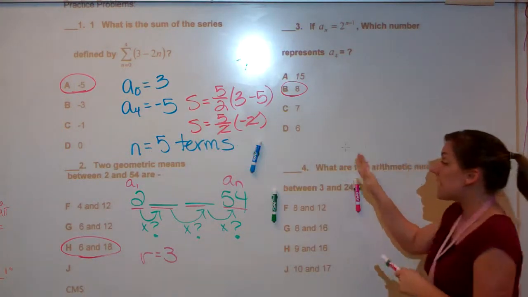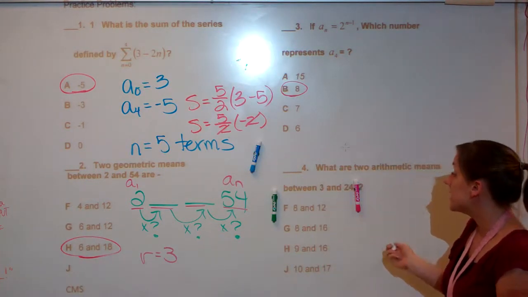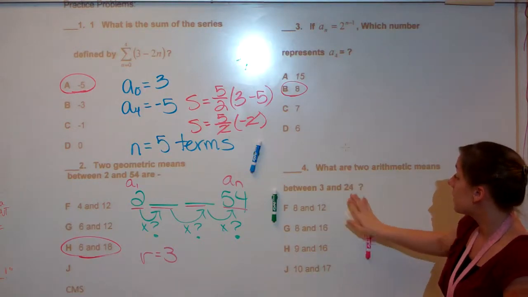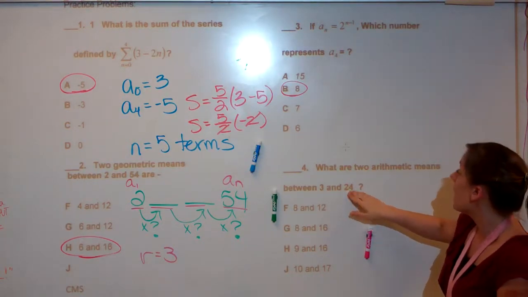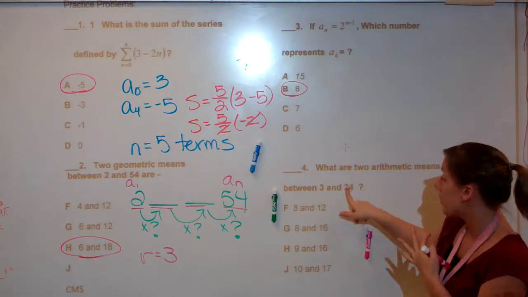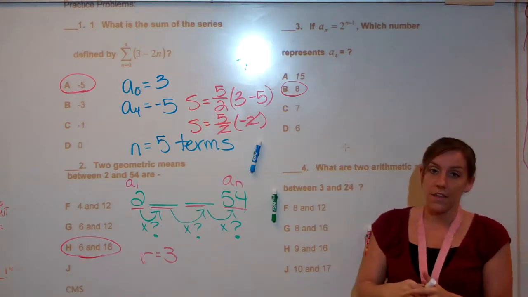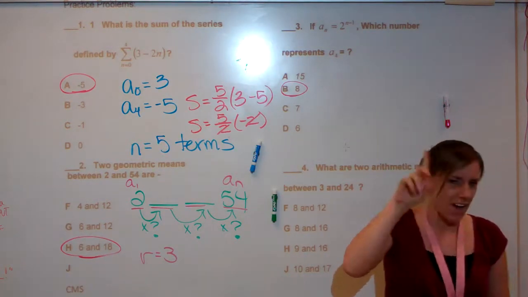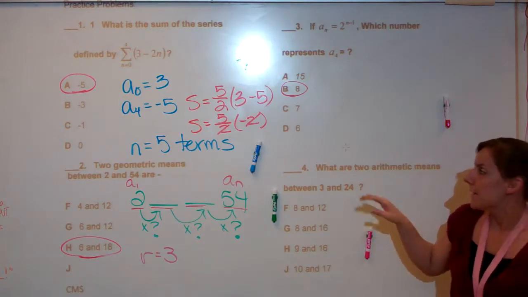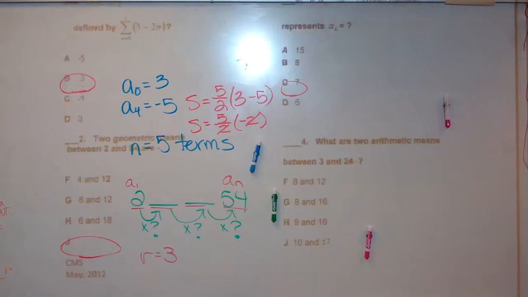And then this would set up the exact same as that, except instead of finding R, you would be finding D. So it begins with 3, ends with 24, and then there are 2 blanks in between. So A1 would be 3, A4 would be 24, the N would be 4, and then you would just find the difference. And off the top of my head, I can't remember what that is, but that's okay. I've posted the answers as well. So let's go to the next page.